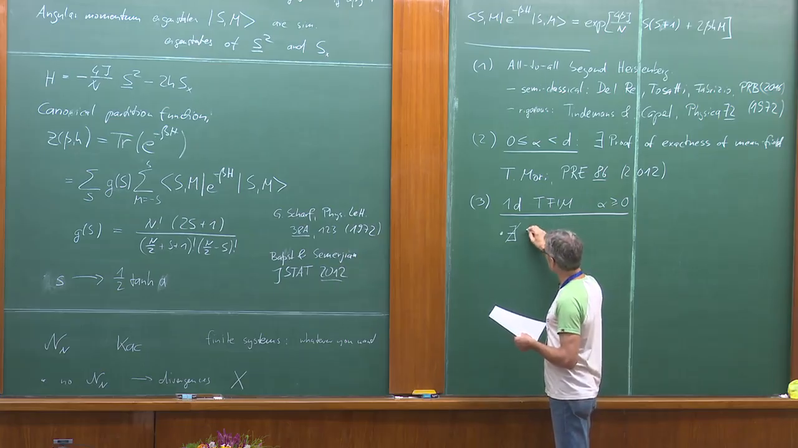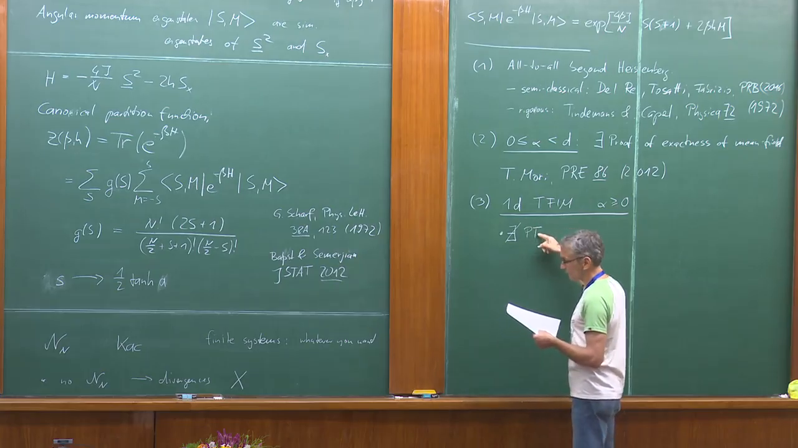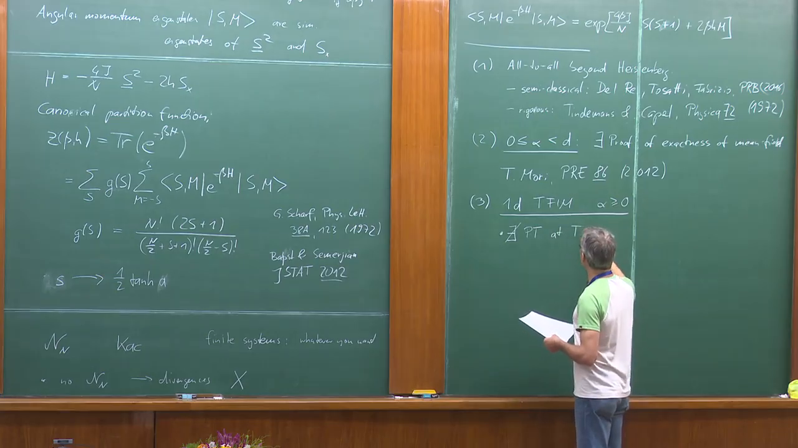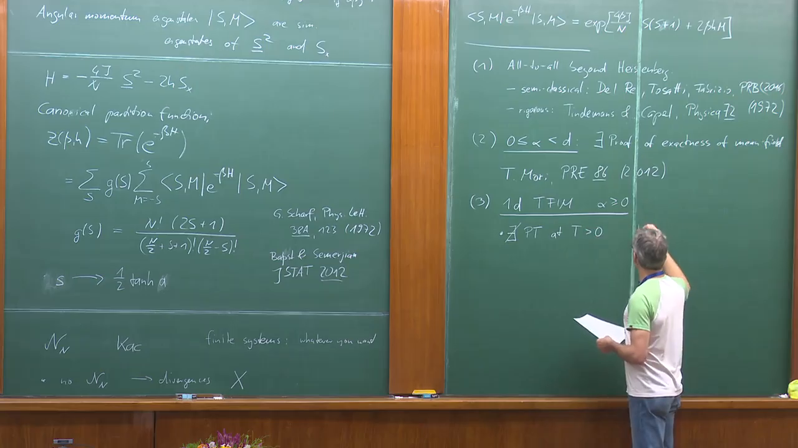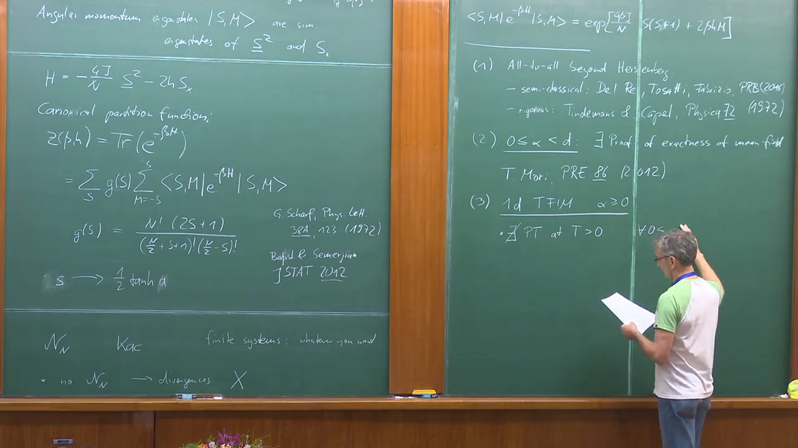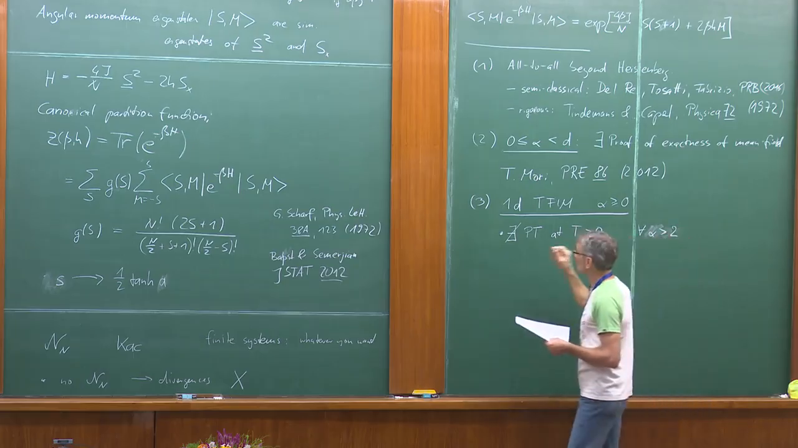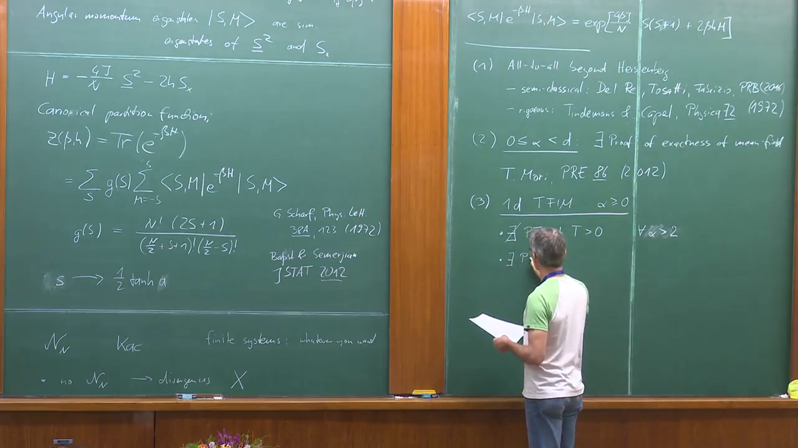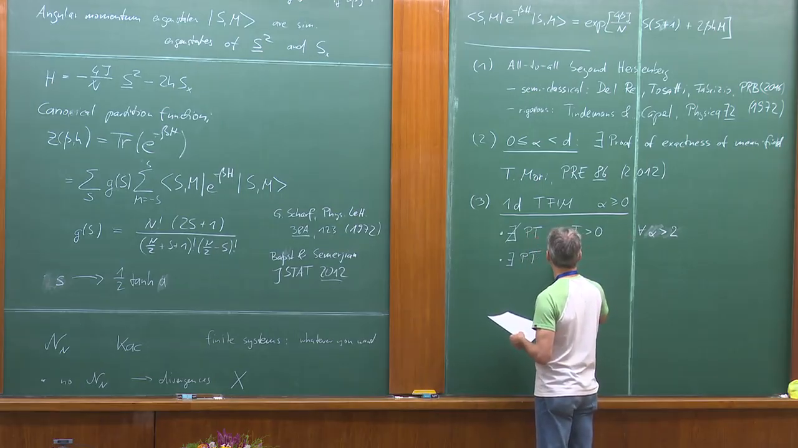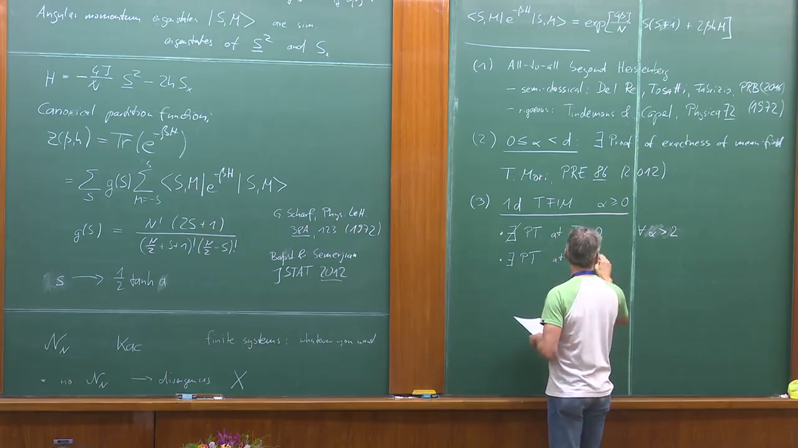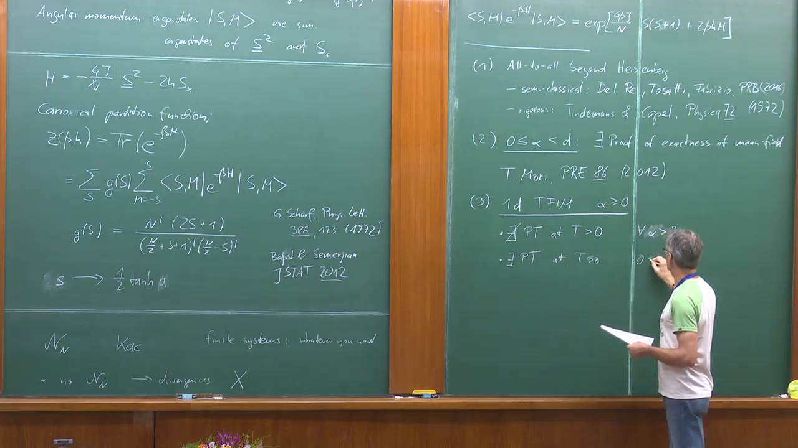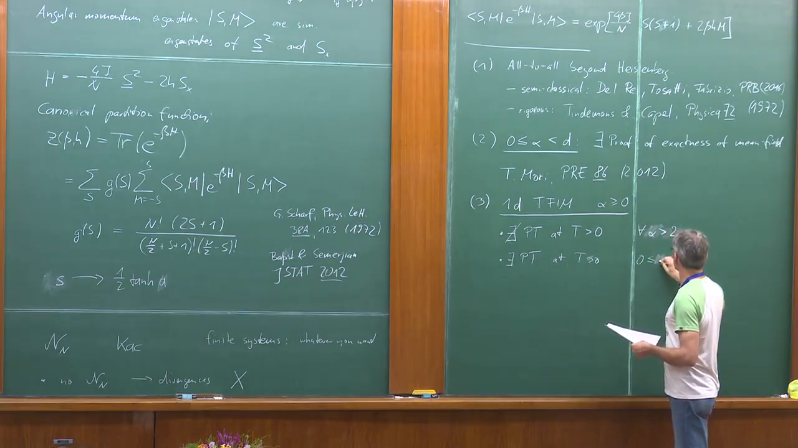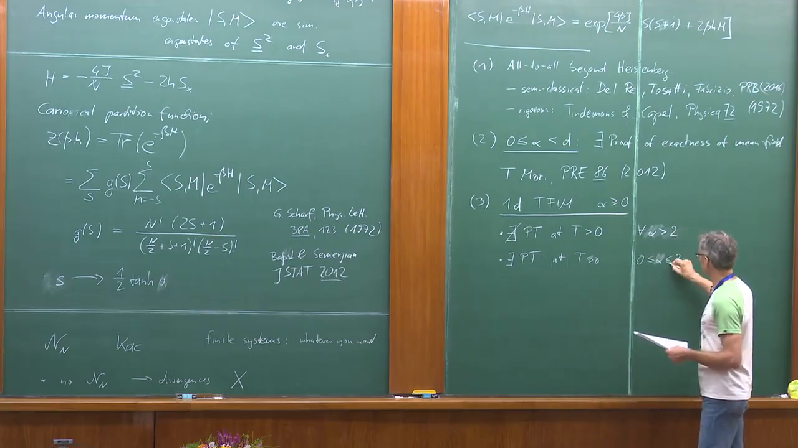So there doesn't exist a phase transition, a thermal phase transition, so at T larger than 0, for all alpha larger than 2. And there exists a phase transition at T larger than 0, correspondingly for alpha in that interval.